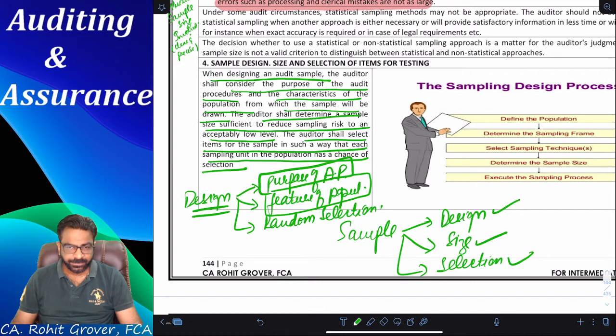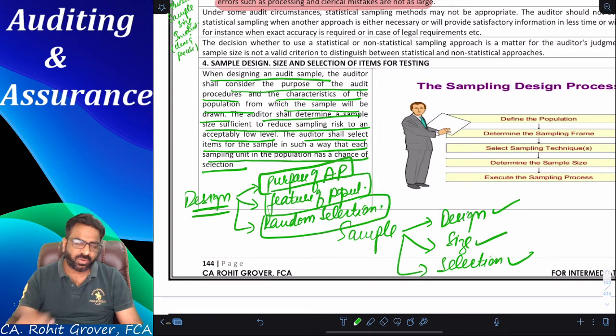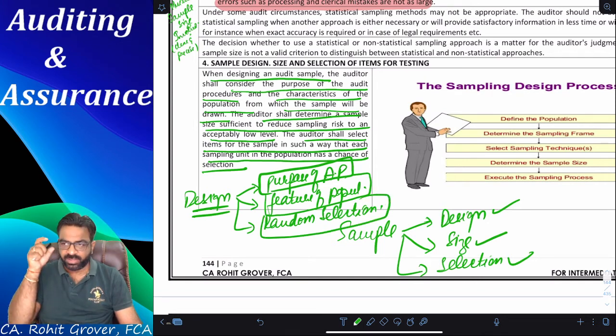Homogeneous, heterogeneous. Where stratification is required, where stratification is not required. Heterogeneous means stratification. So it means, can I say that a feature of the population will also help us in designing the sample size? Yes. And most important thing, what is the criteria of our selection? Should it be a biased selection or should it be a random selection?